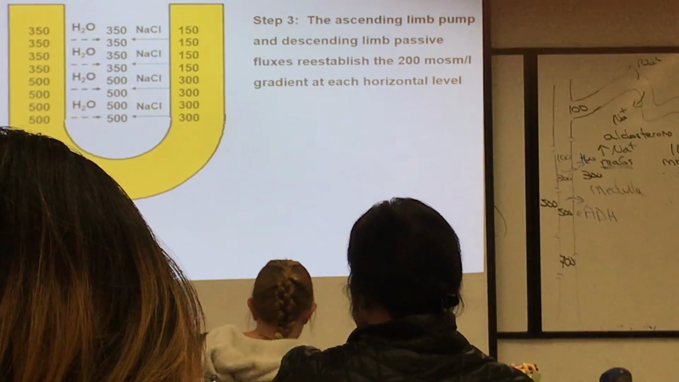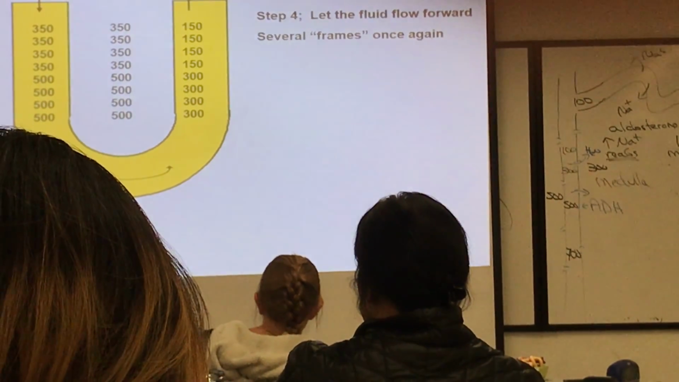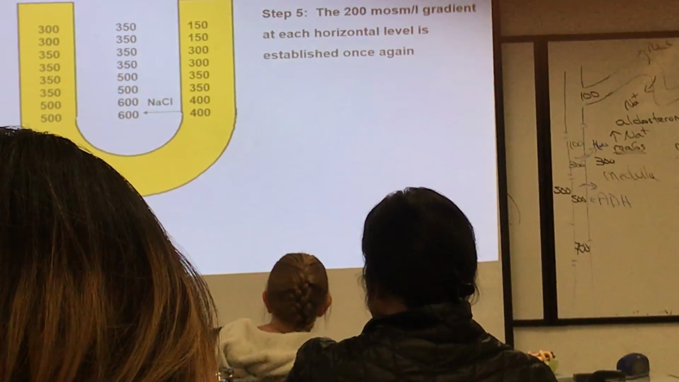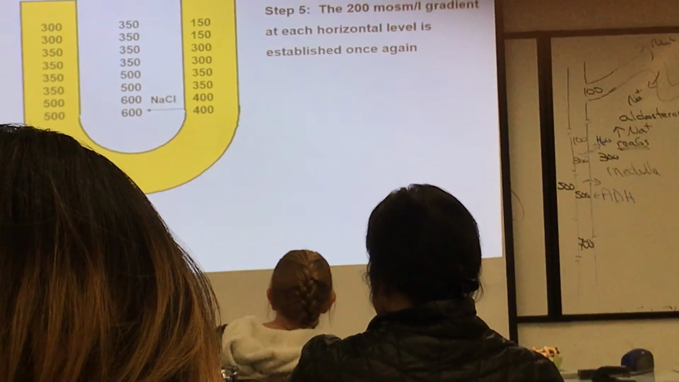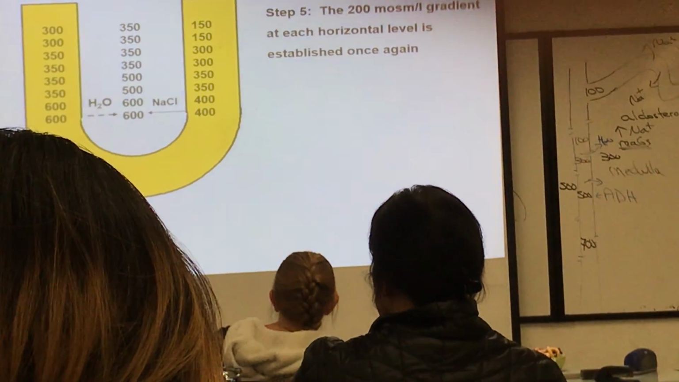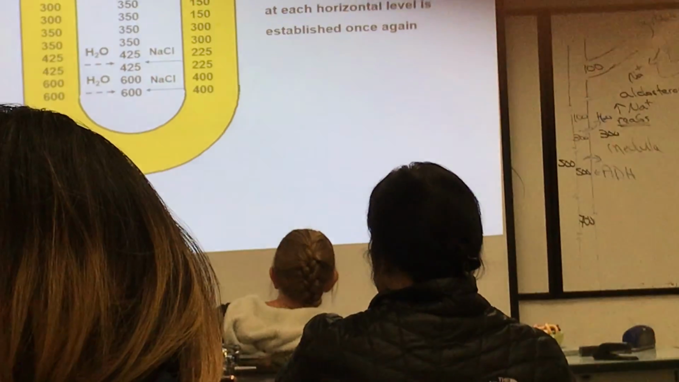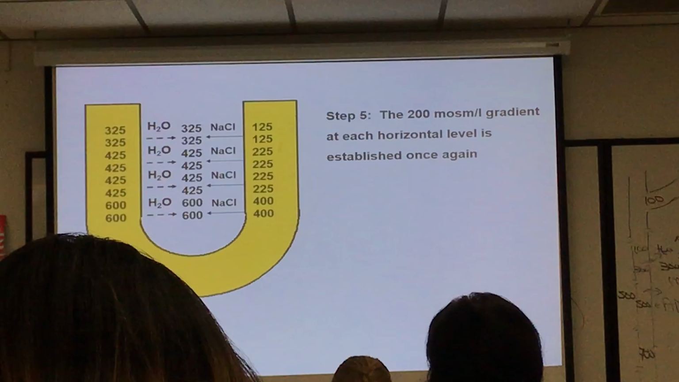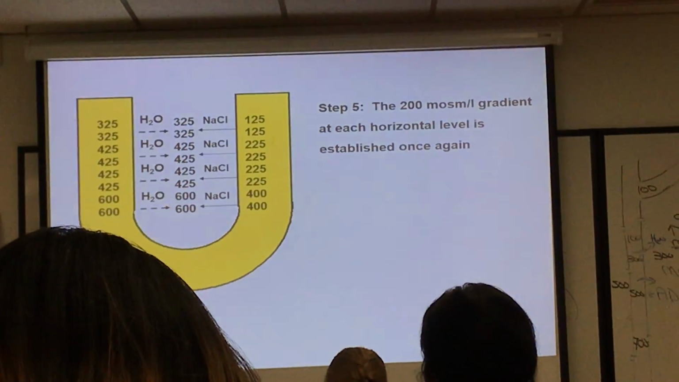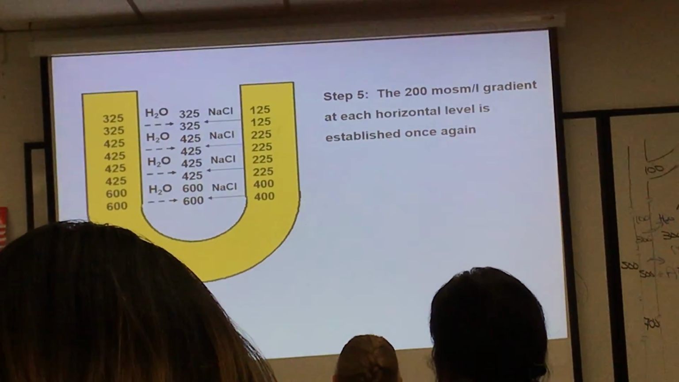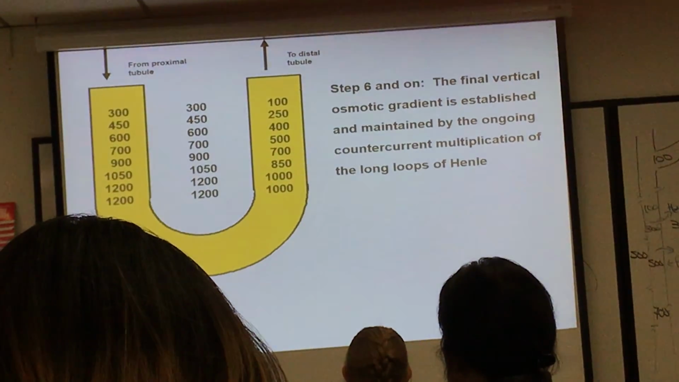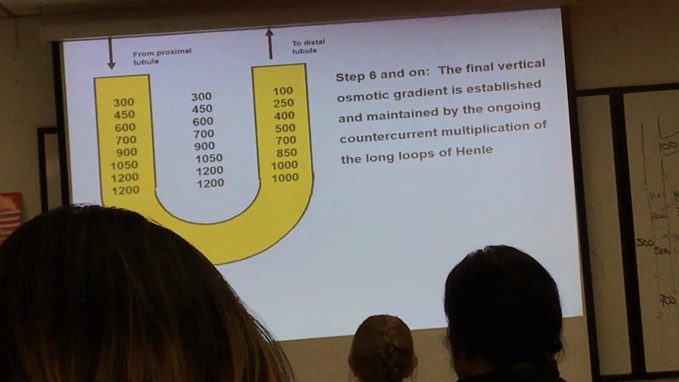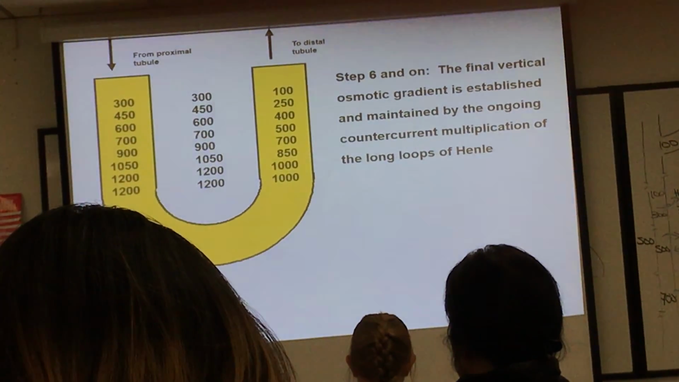Okay? So now we move the 500 over here. Again, we can maintain a 200 milliosmol difference. Now we have an even more fine gradient. So now we move the 600 over. Alright, and by doing all of that, and so on, we get our gradient of 300 to 1200 or 1400.